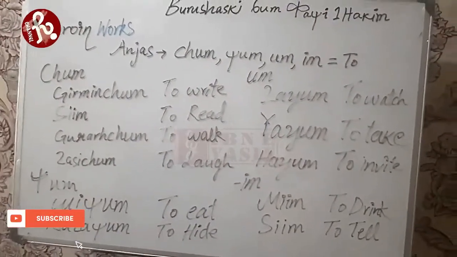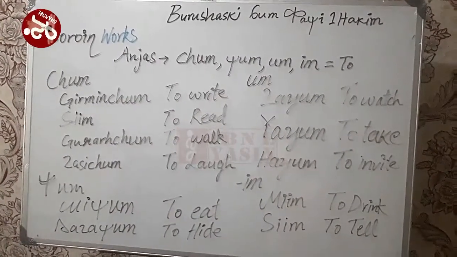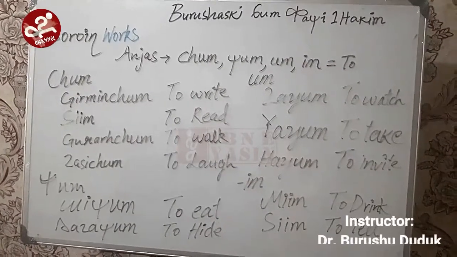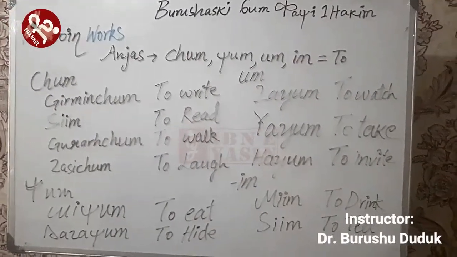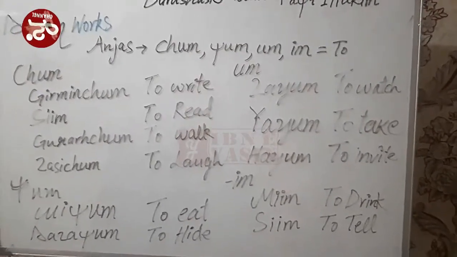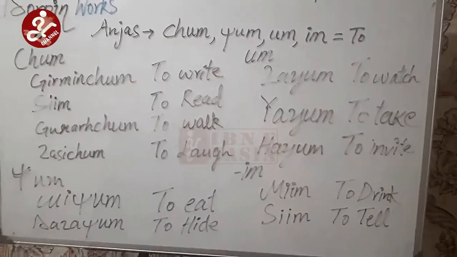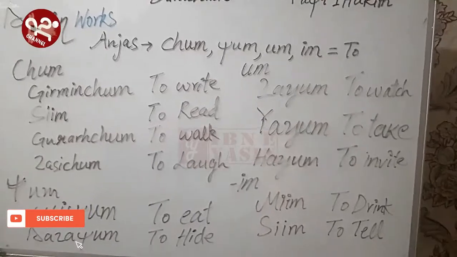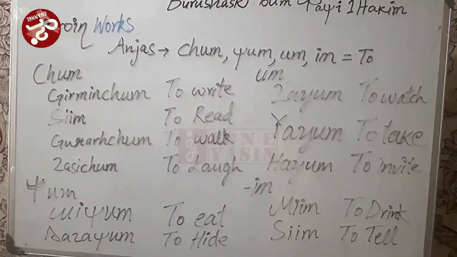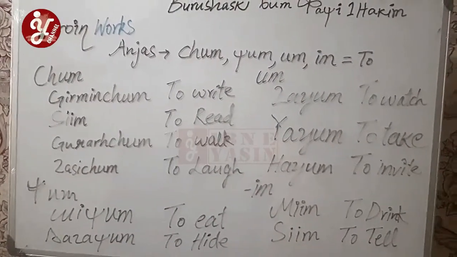So we are on the sixth chapter, first lesson. This is about Doroing. Doroing means work. So in the works, we have suffixes which are called anjas. Suffixes we will add to a word and it becomes a verb.